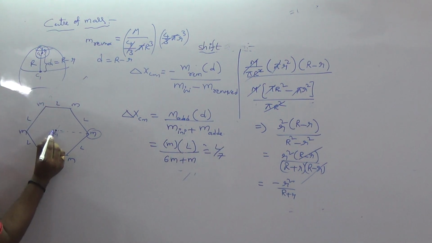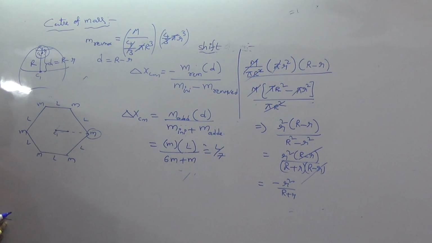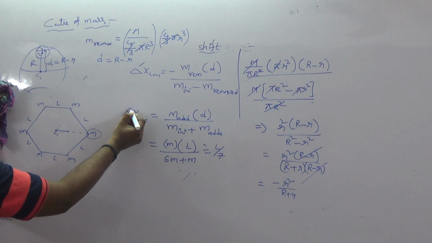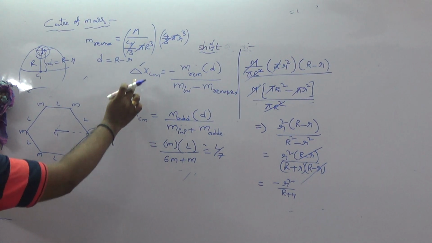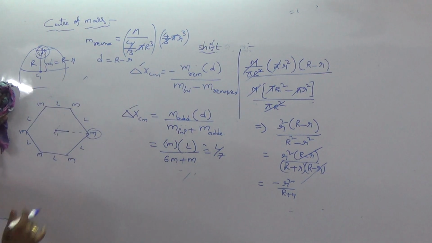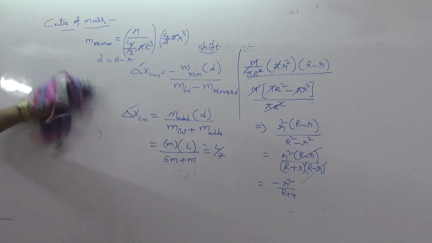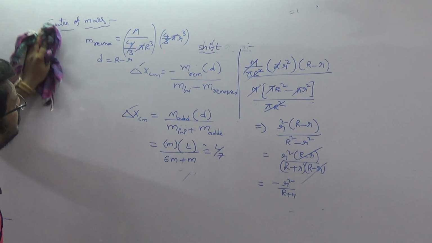So the center of mass shifted from here to here. How much? L by 7. So that is the shift in the center of mass due to adding or removing mass. When mass is added, we can use this formula. When mass is removed, we can use this formula. In that way we can calculate how far the center of mass is shifted from its original position.